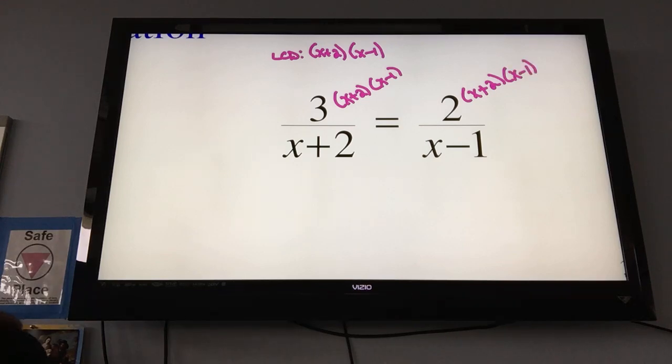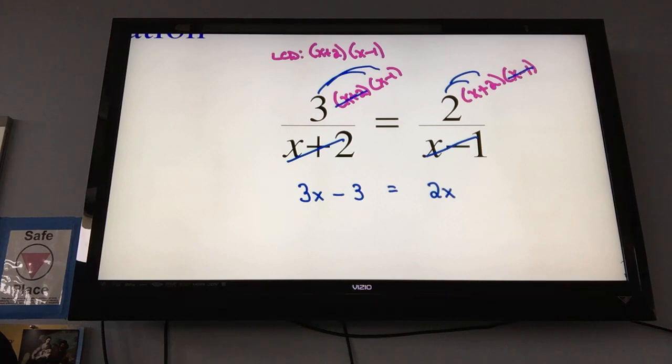So on the first term, my x plus 2 cancels, and I'm left with 3 times x minus 1. So I distribute 3 times x, 3x, 3 times minus 1, minus 3. And on the second term, x minus 1's cancel, and I'll distribute 2. 2 times x, 2x, 2 times 2, positive 4.